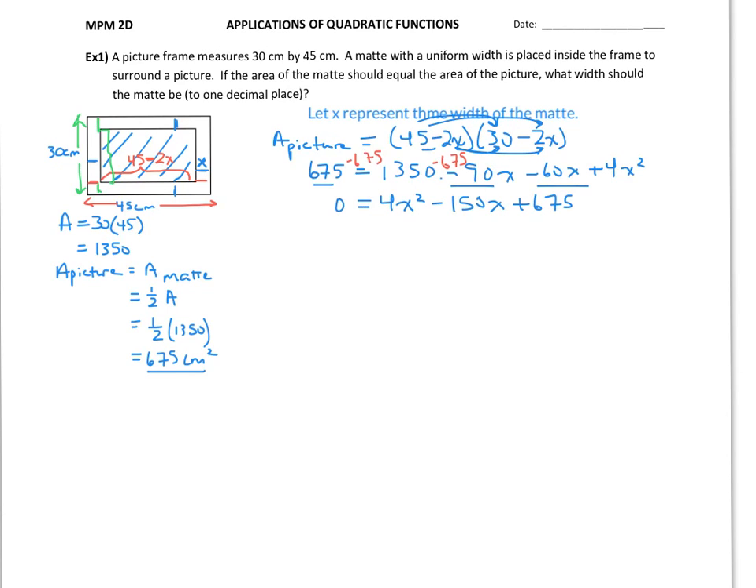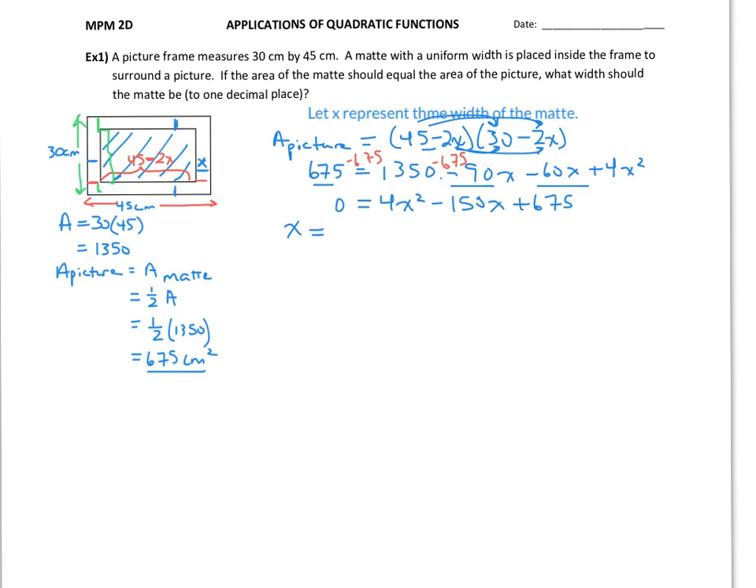All right, so from here I could try factoring. I don't think there's anything that will common factor out of that, and then I could try factoring by finding two numbers that will add to negative 150 and multiply to whatever 4 times 675 is, but that's going to take me a long time, so I'm going to use the quadratic formula.